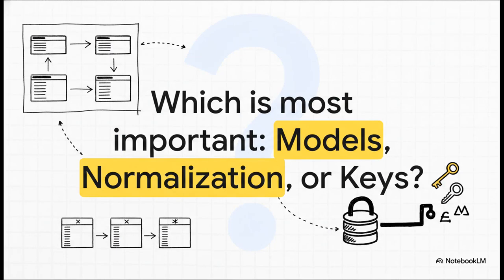And that's our tour of the world of database management systems. We've covered the language, the blueprints, the cleanup, and the security. So I'll leave you with one final question to think about, especially for those of you with an exam on the horizon. If you could only master one of these topics, which one do you think is the most critical to really truly understand? The different architectural models, the step-by-step process of normalization, or the fundamental concept of keys?